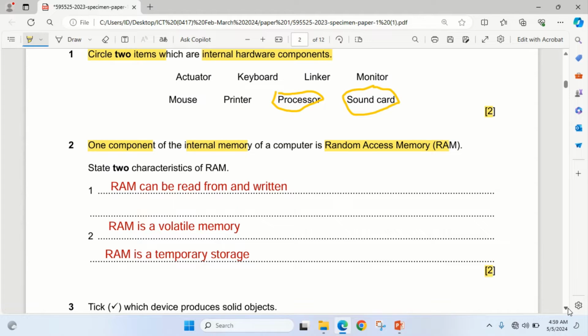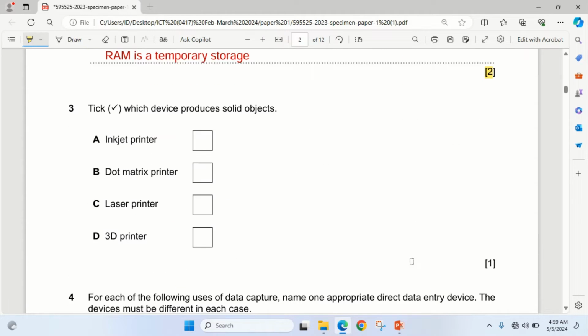Then question 3 says tick which device produces solid objects. Which device produces solid objects? If you look at it, we have different kinds of printers here. Inkjet prints on paper, dot matrix prints on paper, laser printer prints on paper. So 3D printer is a type of printer that is used to print concrete or solid objects. So 3D printer is the correct answer here. Please take note of that.